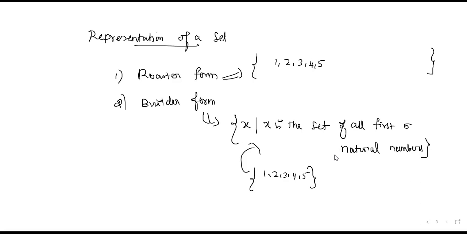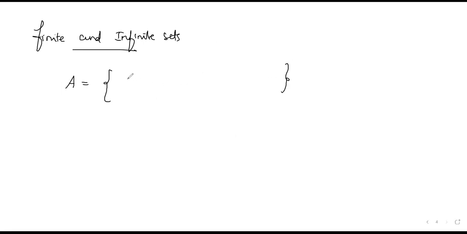And next, go to the next definition: finite and infinite sets. First, let us have this one. The sets are represented in capital letters, and the elements are represented in small letters inside the set. Here I'm going to take the same set 1 2 3 4 5. It is the set that contains the first five natural numbers. This is known as the set, and this is the set name.